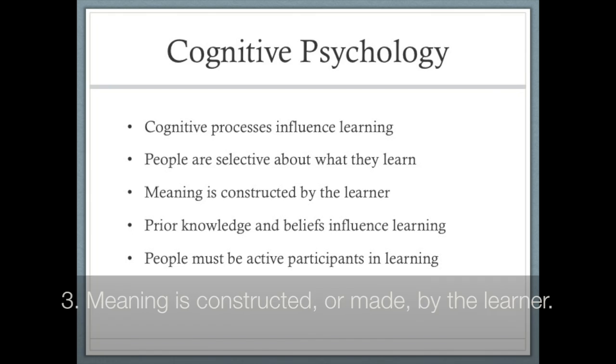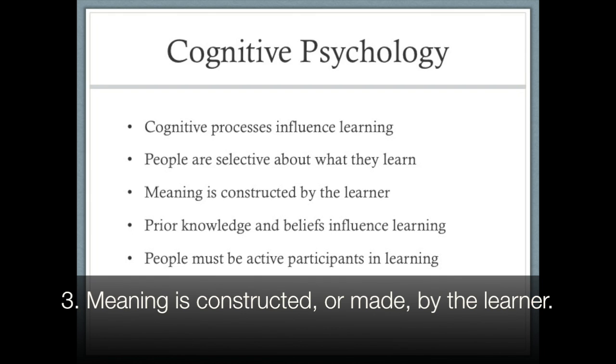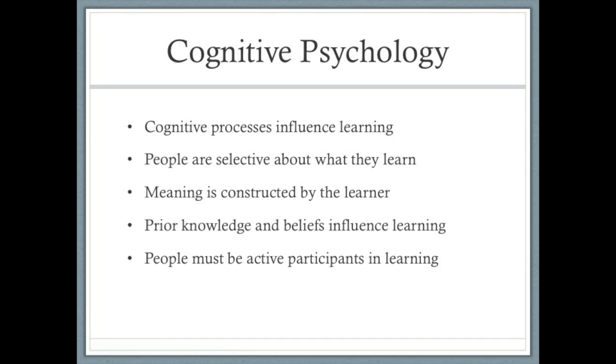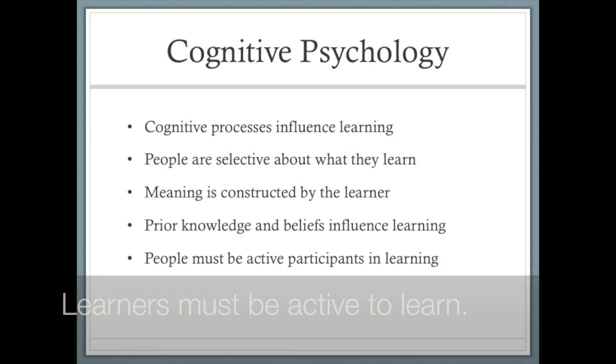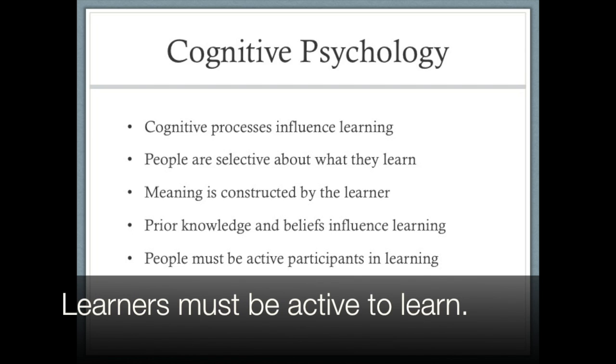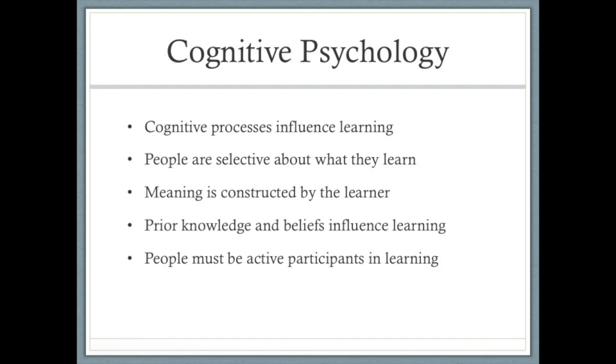Cognitive psychology also states that meaning is constructed by the learner. In other words, learning is not simply material in and material out. The learner has an influence on what they know. What people already know and believe will also influence how and what they learn. And lastly, learners must be active in order to learn, either physically or cognitively.